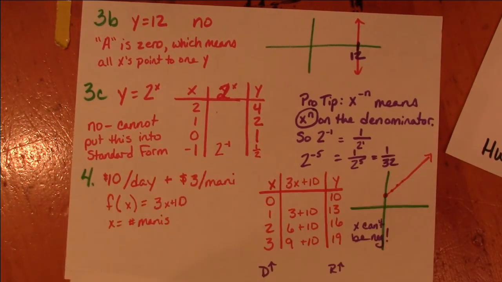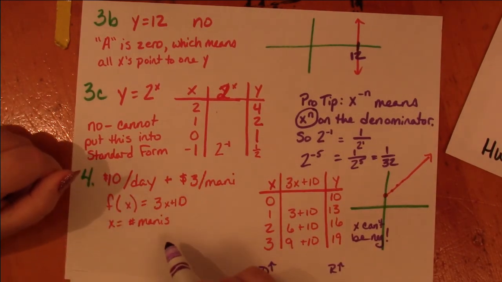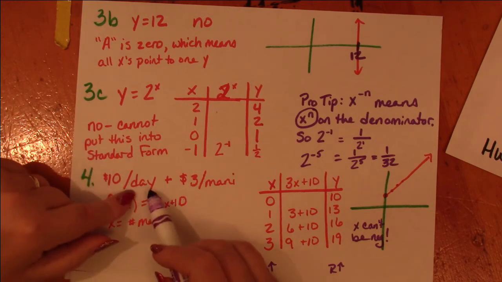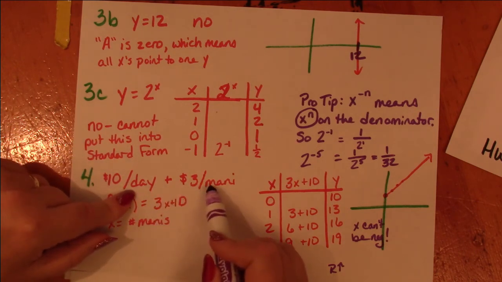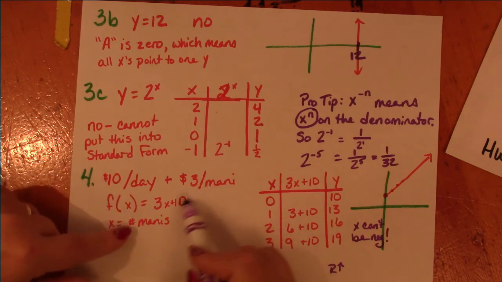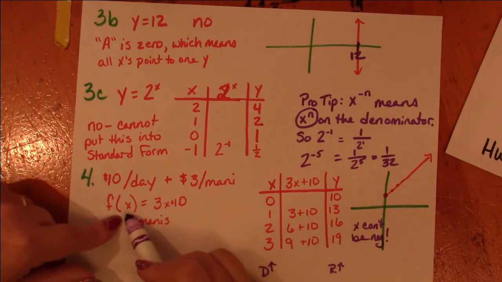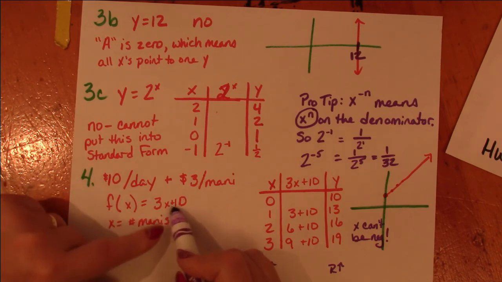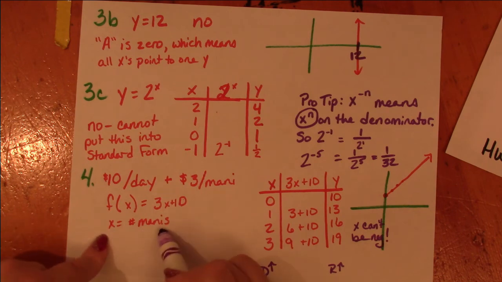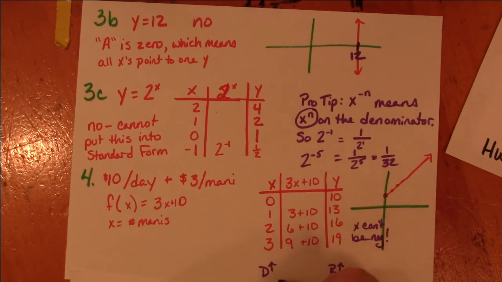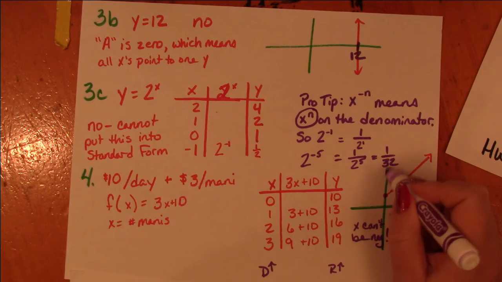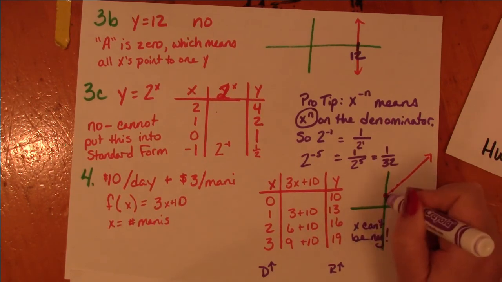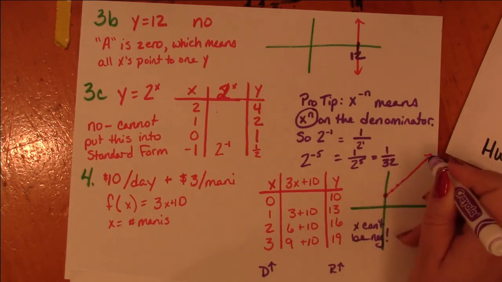Number 4. We rent the station for $10 a day and we give $3 manicures. The amount that she would pay, the function of x, is 3 times the number of manicures plus $10. And I have to define x as the number of manicures. So I make myself a chart labeling the domain and the range. And I started with a regular graph, but x can't be negative, so we're only going to start here and it's going to go up.